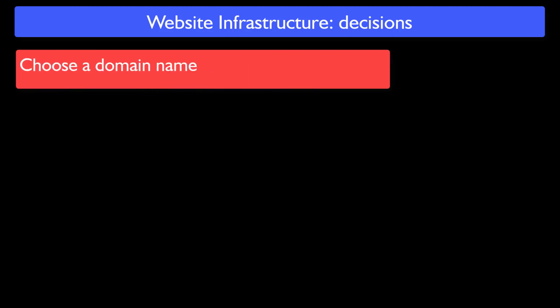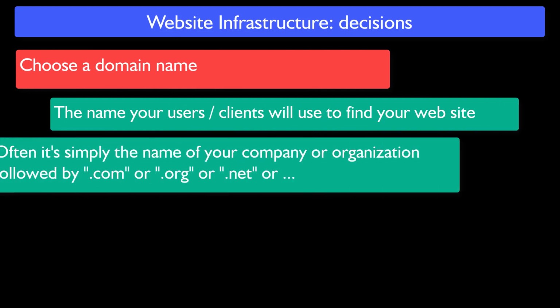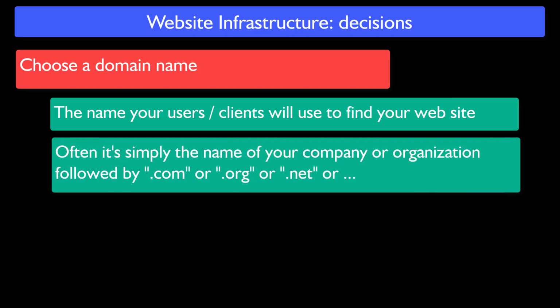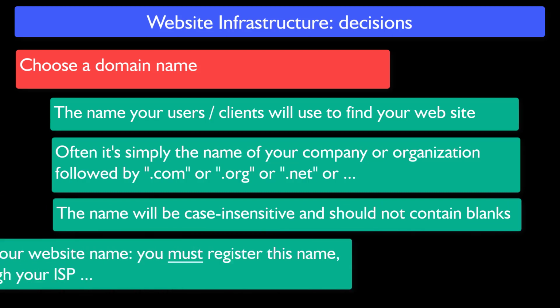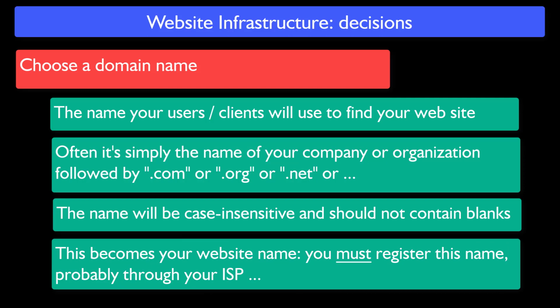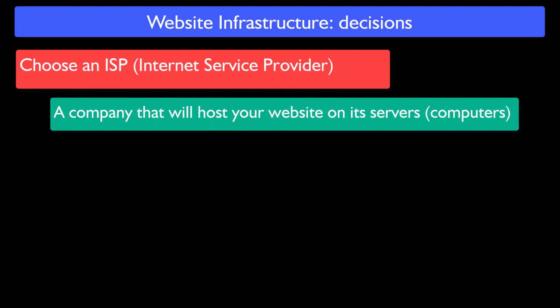Of course, you have to choose a domain name, the name that your users and clients will use to find your website. Often, it's simply the name of your company or organization followed by .com or .org or .net, one of those kinds of endings. The name will be case insensitive and should not contain blanks. This becomes your website name, and you must register this name, probably through your ISP. Your Internet Service Provider is the company that will host your website on its servers.